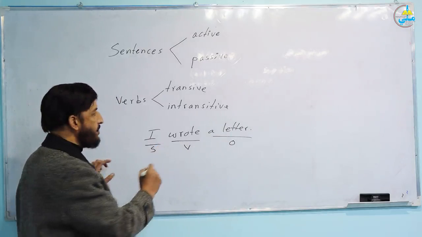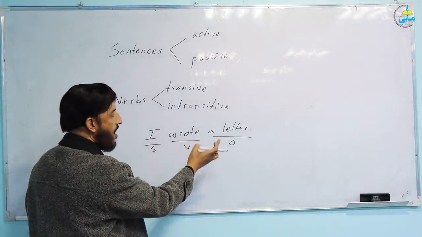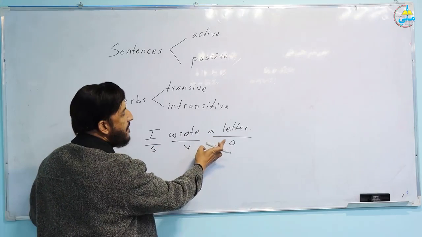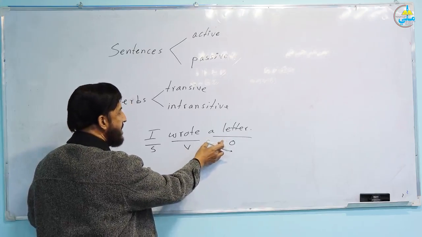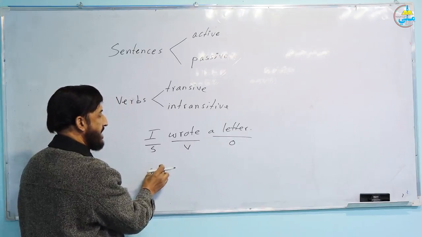How can we change it to passive? First of all, we make the object of the active sentence the subject of the passive sentence.